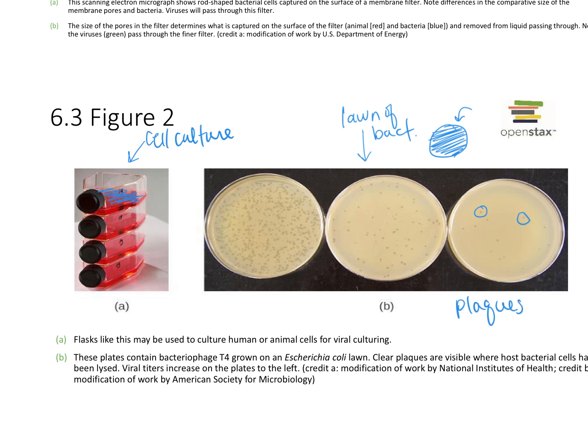Essentially, these are little spots in your lawn of bacteria where the bacteria aren't growing anymore because they've been lysed by the virus. This is the opposite of the viable plate count that you did in lab, where you counted the number of colonies and then were able to extrapolate back to how many bacteria were in a sample. Same thing: you can count the number of plaques and extrapolate back to the number of virions in some sample.